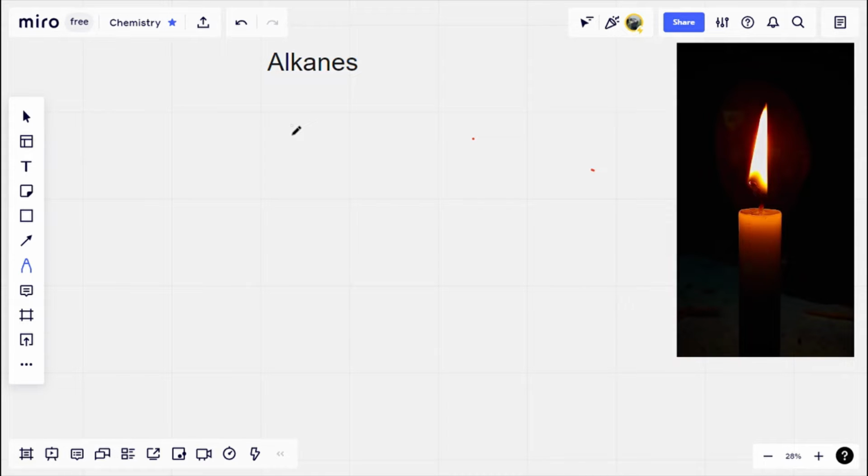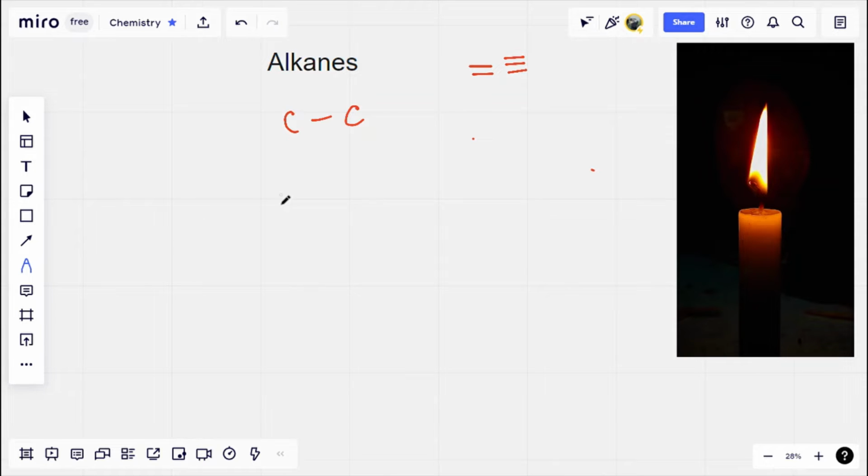So let's say we want to know about alkanes. What are alkanes? Well, alkane is a type of hydrocarbon where the bond between carbon and carbon is single. So here I have a carbon and here I have another carbon. So the bond between these two carbon will be single. This is single bond, this is double bond, and this is triple bond. But we'll talk about that in a future video.